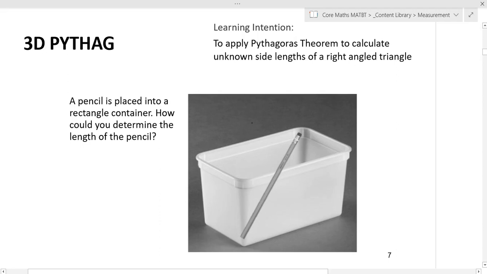Now, if you look at this here, there's a pencil in here, and we want to figure out the length of it. How could we determine the length of the pencil? Anyone know? Obviously, you could get a ruler and measure it, but we're going to make it complicated and use Pythag. How can we measure the length of this pencil using Pythagoras? Anyone know? Yes, Michelle. So you want to figure out this length here? Yeah. Good. And why do you call it the hypotenuse, Michelle?